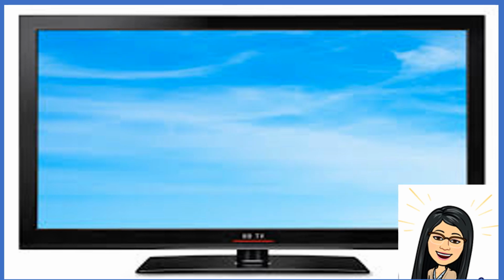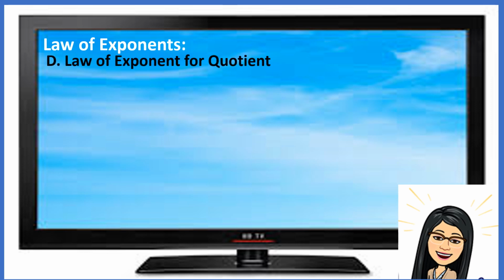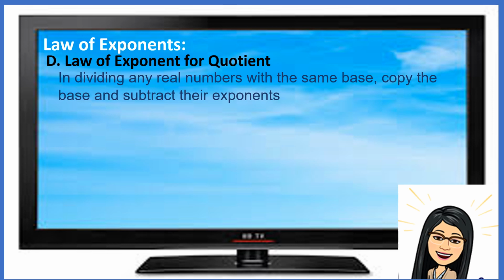Now, let me discuss the next law of exponent, which is the law of exponent for quotient. Remember that in dividing any real numbers with the same base, copy the base and subtract their exponents. In symbols, x raised to m divided by x raised to n. So we will get x raised to m minus n.